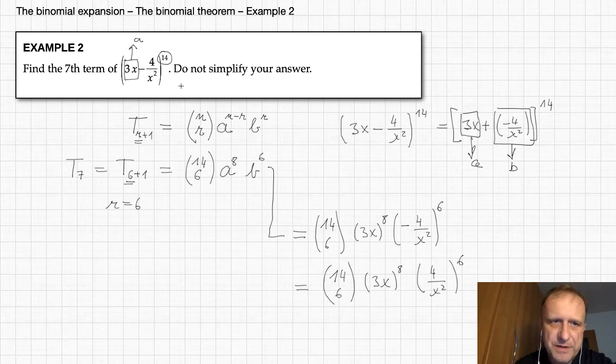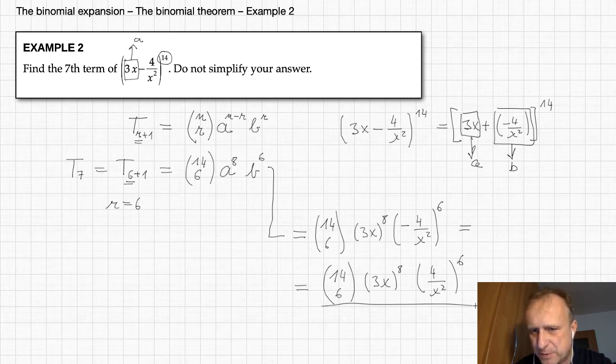But the wording of the problem told us not to simplify, so perhaps this first expression here should be taken as an answer, but I like this one more. So this solves the problem.